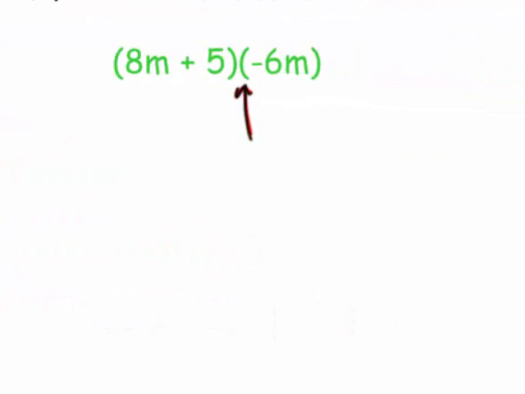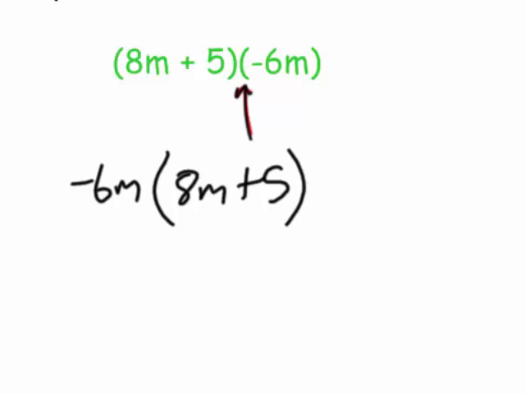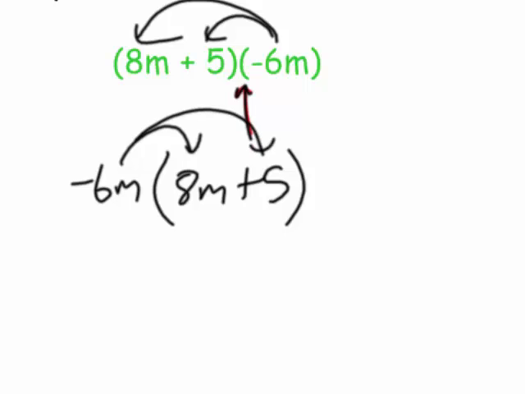Multiplication is commutative, so I could flip-flop this if I wanted to. I could write this negative 6m out front, just like this. It doesn't matter. I'm still just distributing to each term, right? Okay, same thing here. So negative 6m times 8m. Well, negative 6 times 8 gives us negative 48, and m times m gives us m squared.